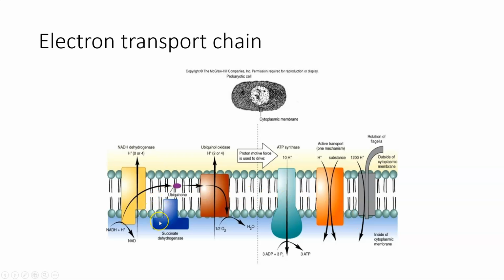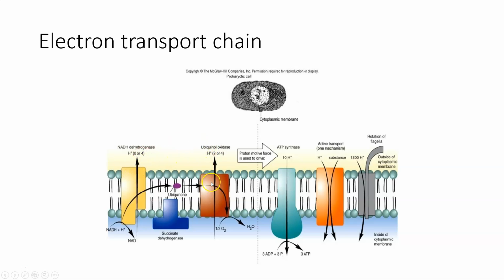Succinate dehydrogenase is going to be accepting electrons from FADH2. It's going to pass those electrons also to ubiquinone. So ubiquinone is accepting electrons from both NADH dehydrogenase and succinate dehydrogenase, but only the NADH dehydrogenase is going to be pumping hydrogen ions across the membrane. Ubiquinone is going to shuttle the electrons over to ubiquinol oxidase, and it's going to give the electrons usually to the terminal electron acceptor, which is going to be oxygen. That converts the oxygen into water molecules. As it does that, it's also going to be pumping hydrogen ions across the membrane.